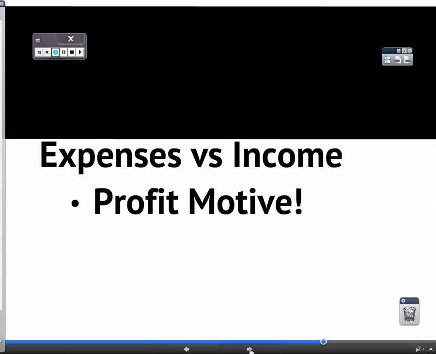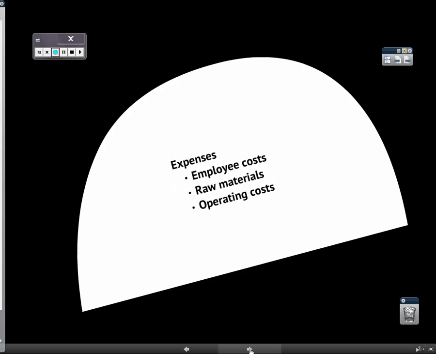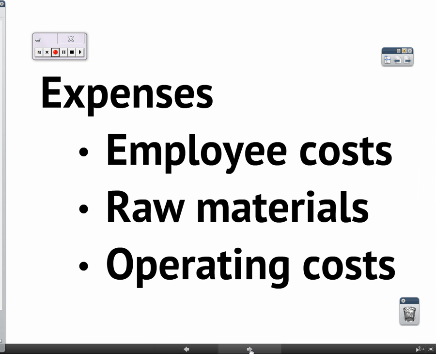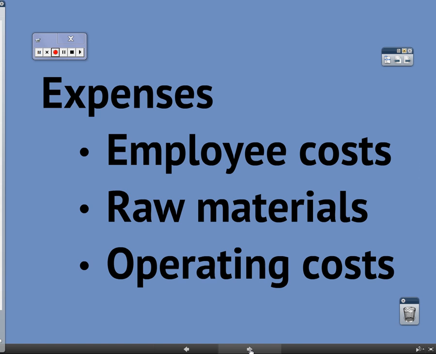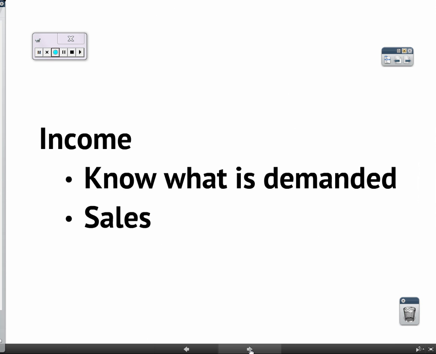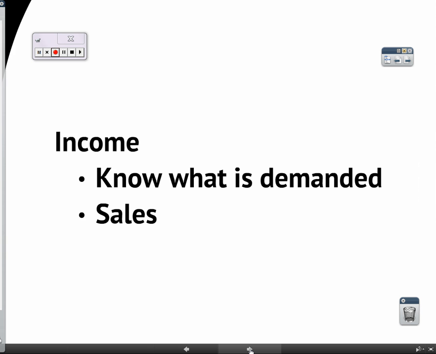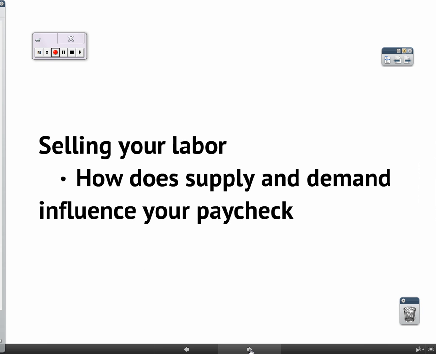You will experience that more in real life once you graduate. Expenses, employee costs, raw materials, operating costs, all things businesses and people have to deal with. Income, know what is demanded. It's the money you get when you do sales. And how do you get your income to buy this? You sell your labor. You are working so that you can purchase products with that paycheck.